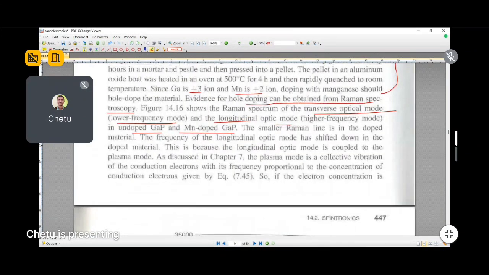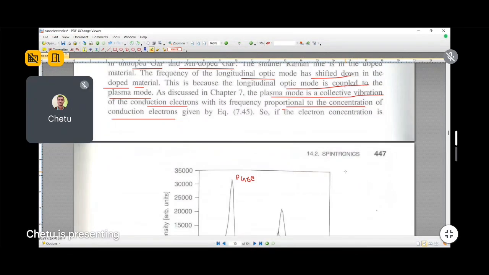Now the frequency of the longitudinal optic mode is shifted down in the doped material. This is one observation. This is because the longitudinal optical mode is coupled to the plasma mode. And the plasma mode is a collective vibration of the conduction electrons, with its frequency proportional to the concentration of conduction electrons. So the more electrons, the higher the frequency.